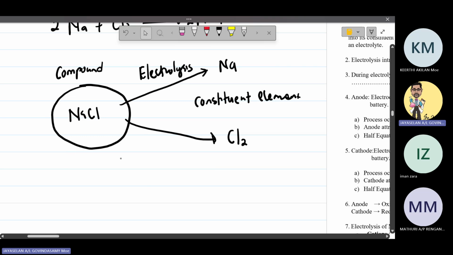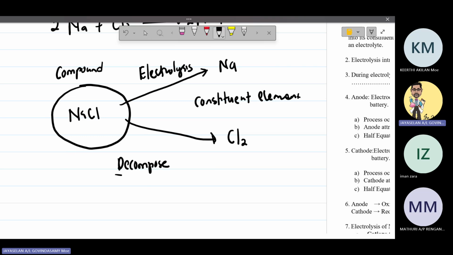Okay, and this is called process decompose. In the definition, you must have decompose. It's a process and you must use what? You must use the electricity in this. Okay, any question? Any question?